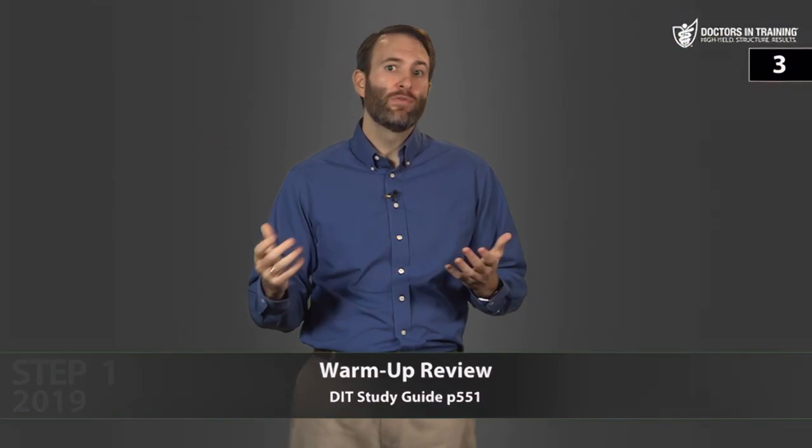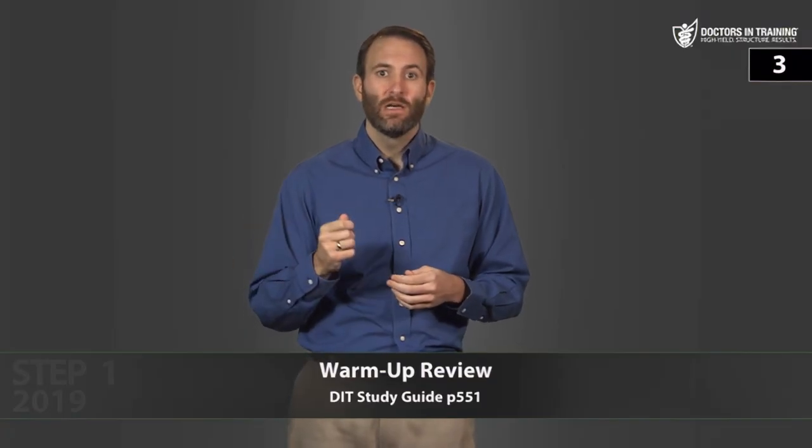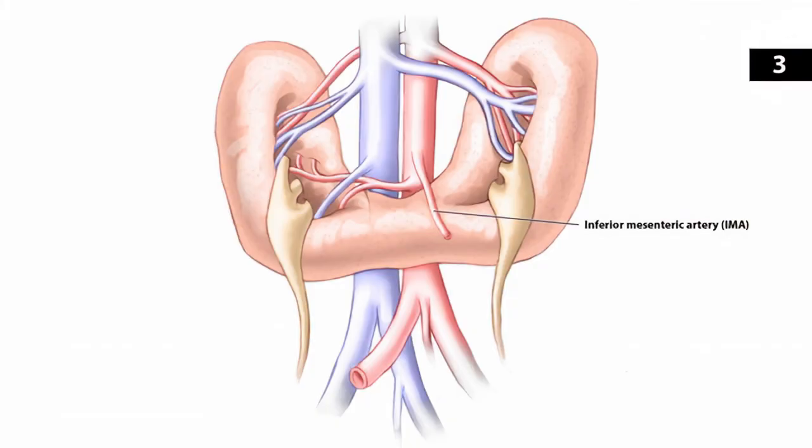Next, what artery prevents a horseshoe kidney from ascending in the abdomen? So this is your inferior mesenteric artery. All right, that's it for the warm-up. Let's get to that lecture now. In this video, we're going to talk about starvation and malnutrition, or how our bodies generate energy when energy substrates are hard to come by.